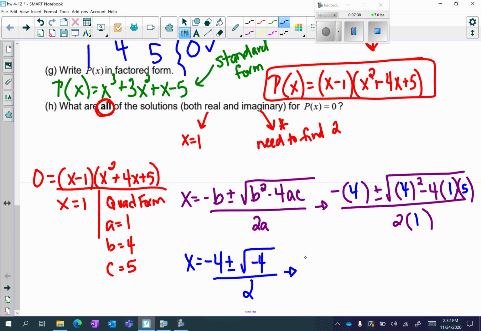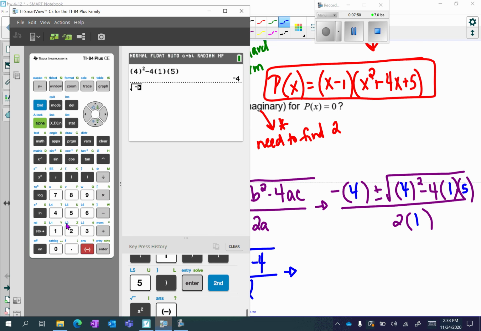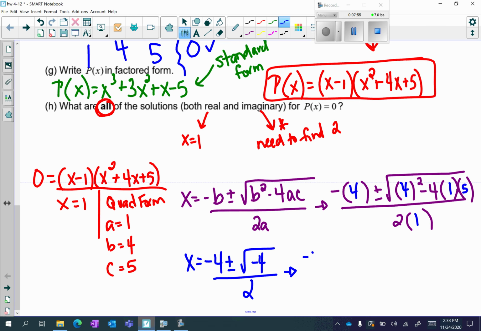Square root of negative 4 can simplify to be 2i. 4 is a perfect square. The fact that it's negative allows me to put the i next to it. If you don't know that or you don't remember it, square root it right in your calculator. 2i. So we have negative 4 plus or minus 2i over 2. And then remember, your last step, you can divide everything by a common factor if there is one. So they can all get divided by 2. So I have x equals negative 2 plus or minus i, or 1i, your choice.